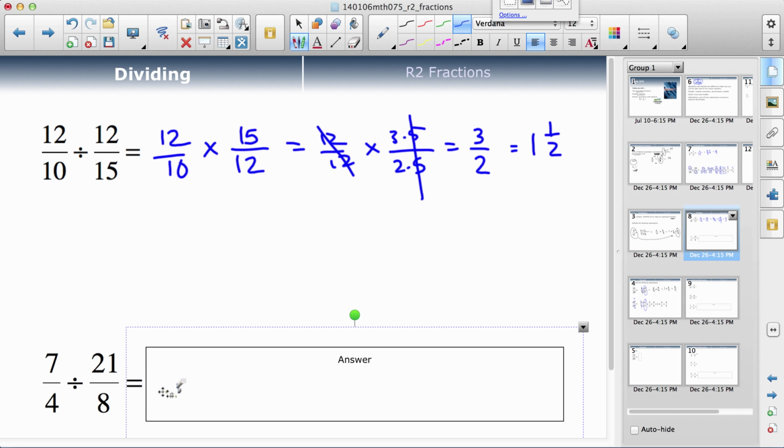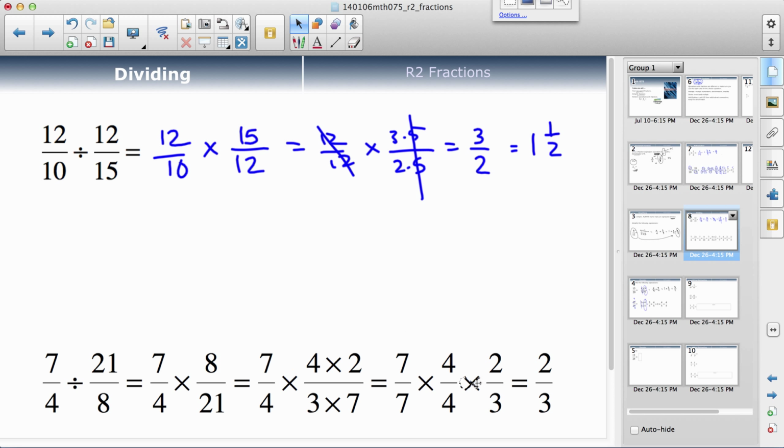Here's one to try. Pause, try that dividing, see what you come up with. Then press play to see the answer. That's how I would have done that one. Hopefully it came to 2/3.